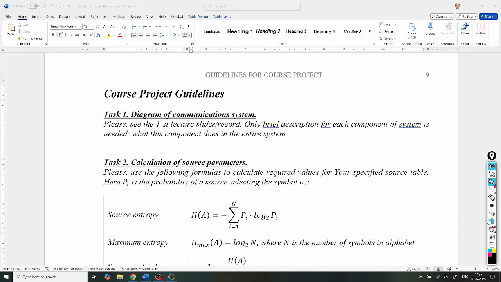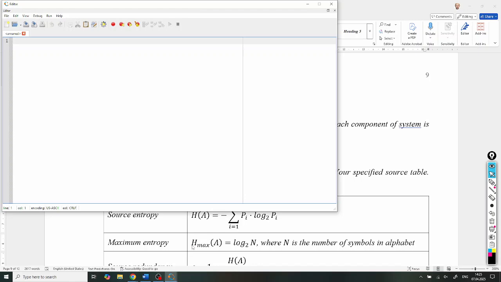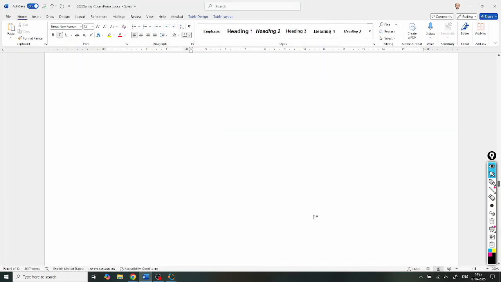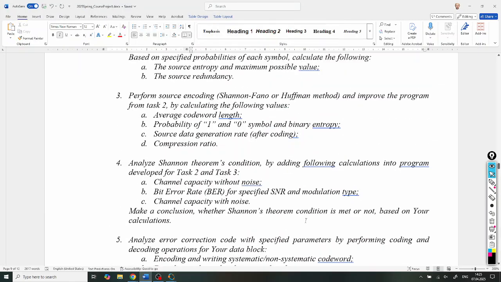So let's now actually try to calculate this entropy for the source that we have. First things first, I am going to define the source that I have.